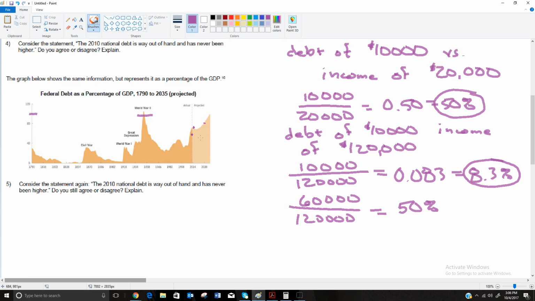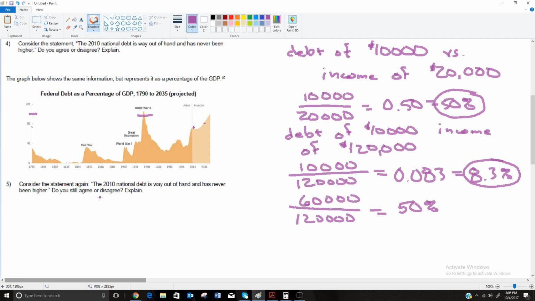If you look over, it's kind of hard to read because it's so far over, but it looks like it's maybe a little under 80, maybe 75%. In other words, we have a debt to income ratio. Our debt is about 75% of what we produce in goods and services in a year. So now, having that big long discussion, consider the statement: the 2010 national debt is way out of hand and it's never been higher.